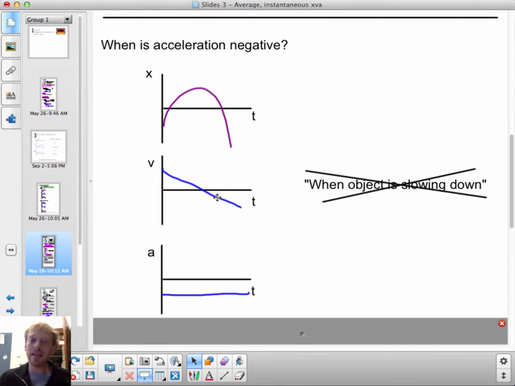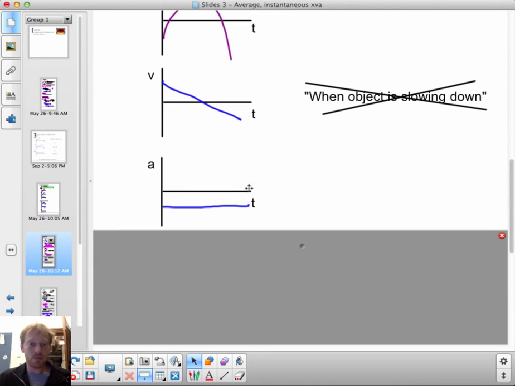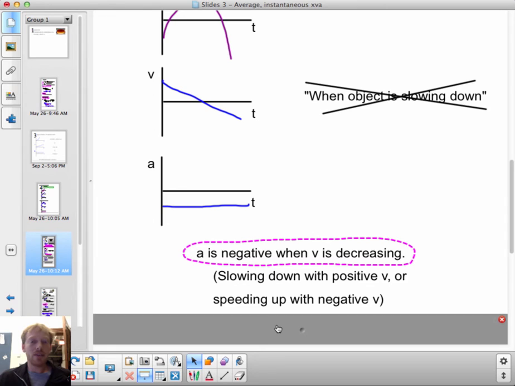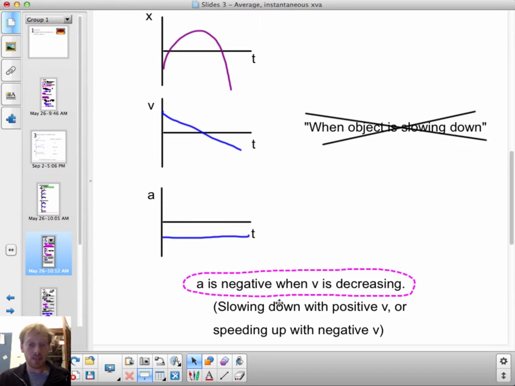But check it out. During this next part, the object is moving in the negative direction. It has a negative velocity, but the velocity is getting more and more negative. So during this second time period, the acceleration is still negative, but the object is speeding up. It's not correct to say negative acceleration means slowing down. Here's what you can say. The acceleration is negative when velocity is decreasing, moving to more and more negative numbers. That could either be slowing down with positive velocity or speeding up with negative velocity.